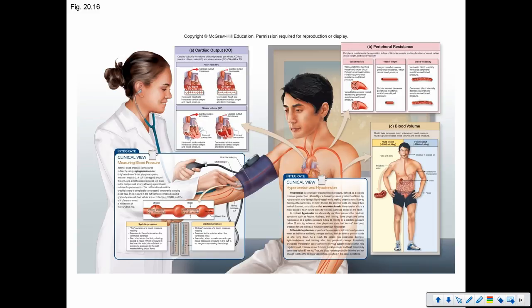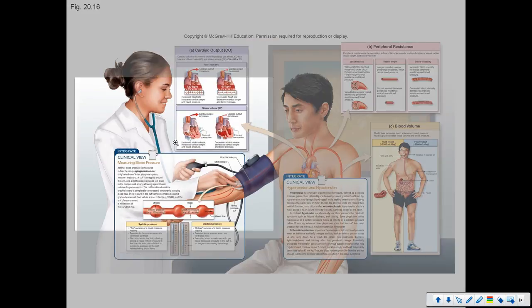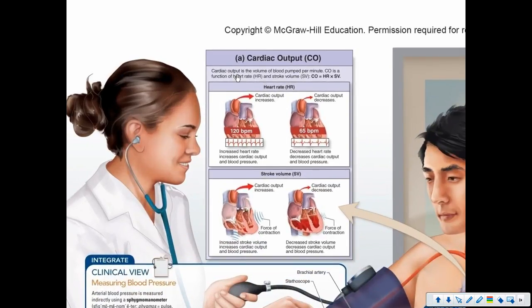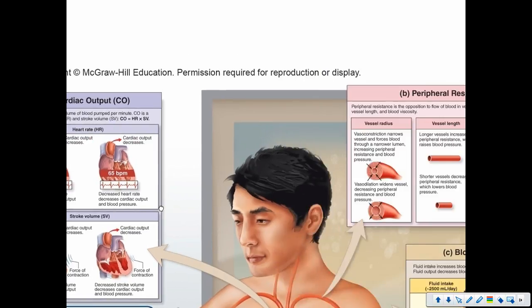Okay, so when we put this all together in this picture here, like we often do, we start off talking about the cardiac output. If you're looking for the definition, cardiac output is the volume of blood pumped per minute. So it's heart rate times the stroke volume. If the heart rate increases, we're going to see an increased cardiac output. If it decreases, decreased cardiac output. If stroke volume increases or decreases, that's going to affect cardiac output.